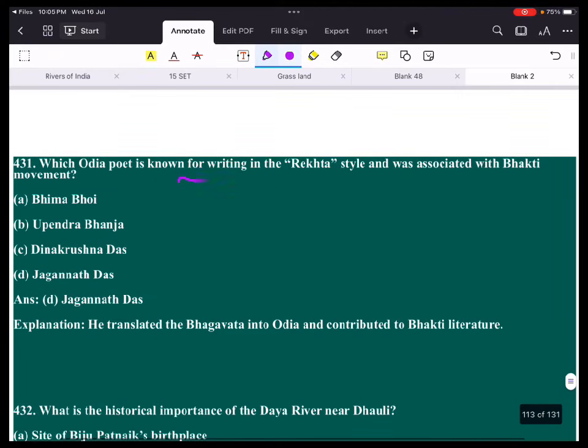Which Odia poet, known for writing in the Rekha style, is associated with the Bhakti movement? That is Jagannath Das, option D. He translated the Bhagavad Gita into Odia and contributed to Bhakti literature.